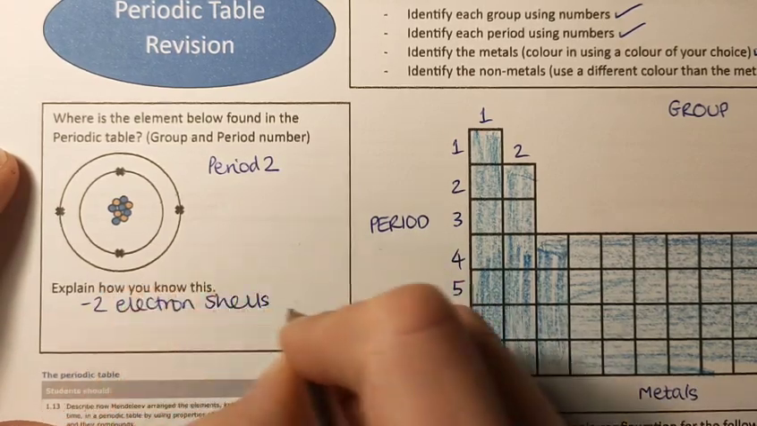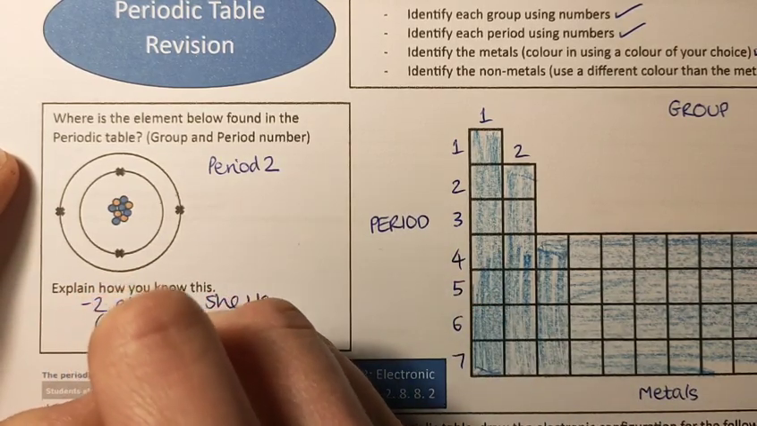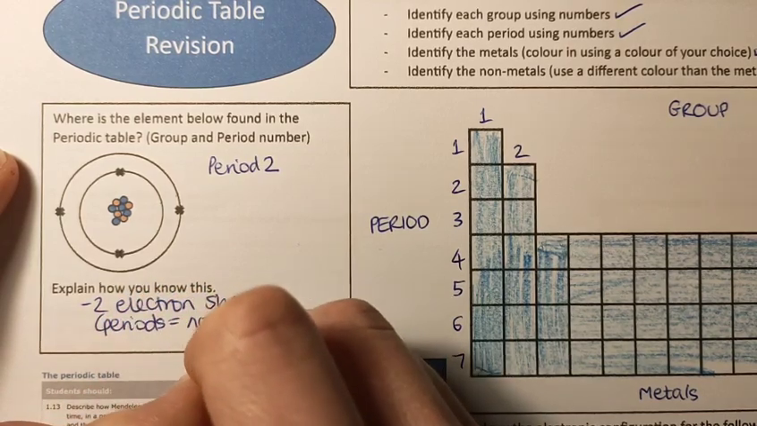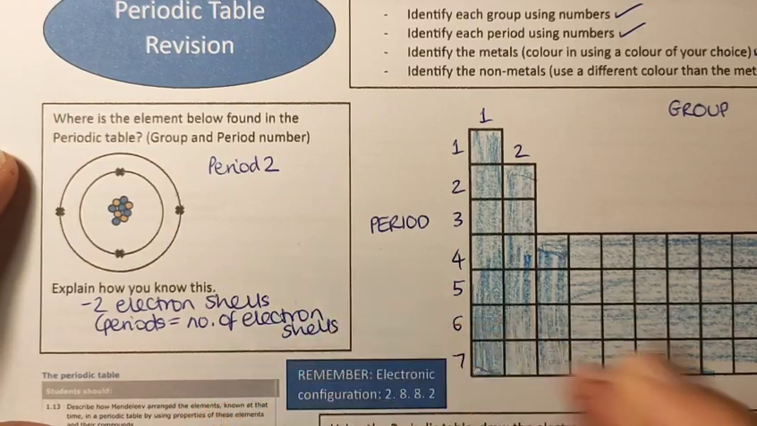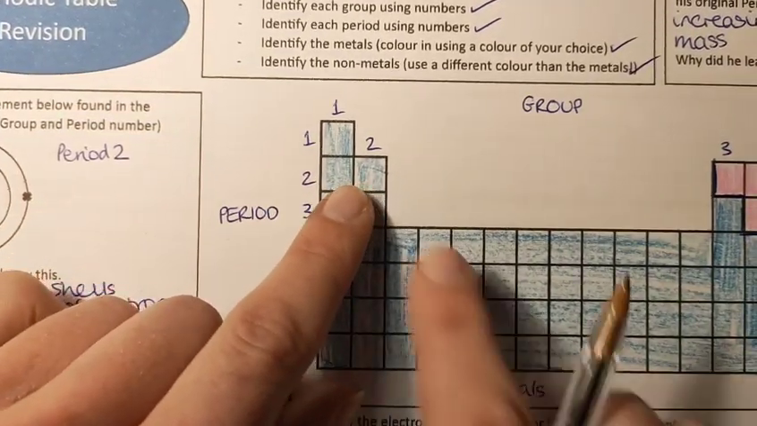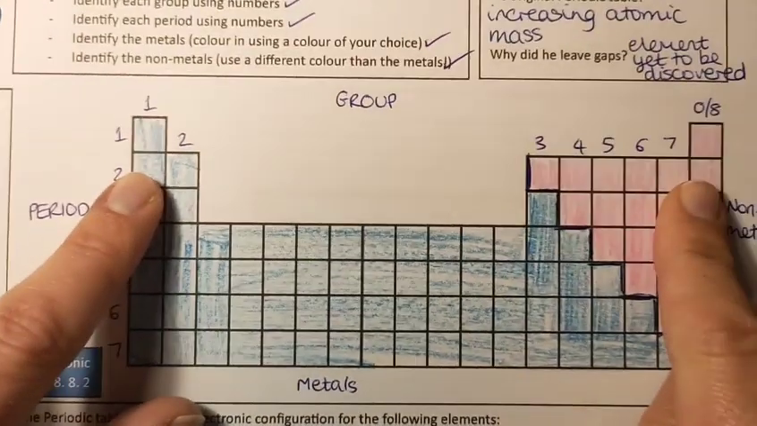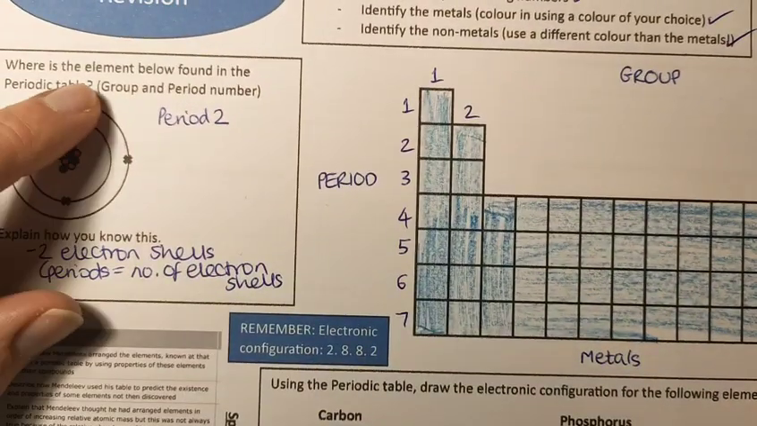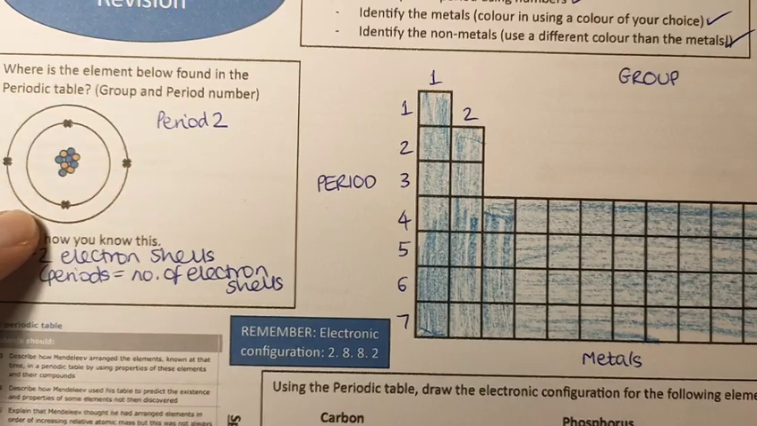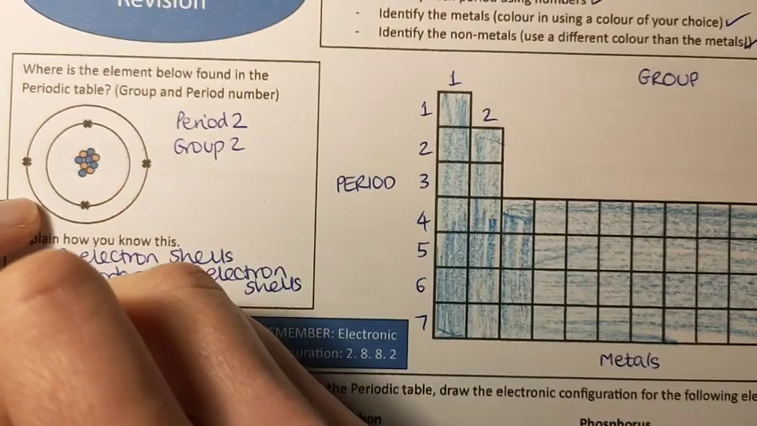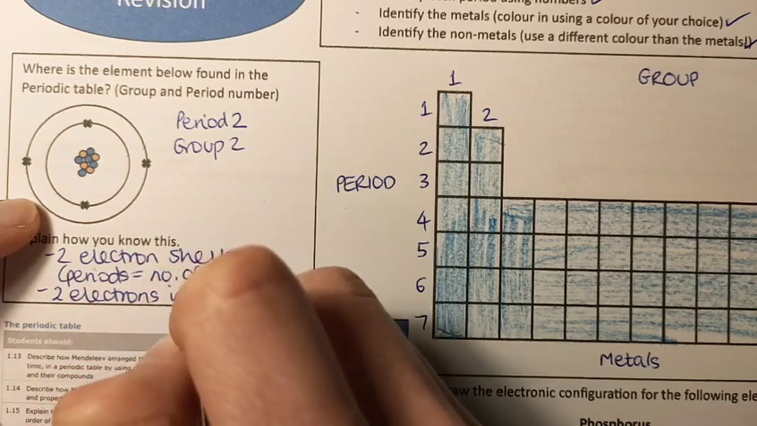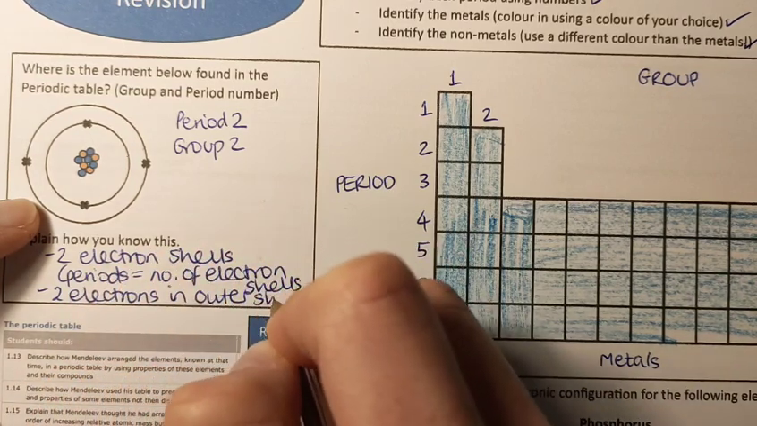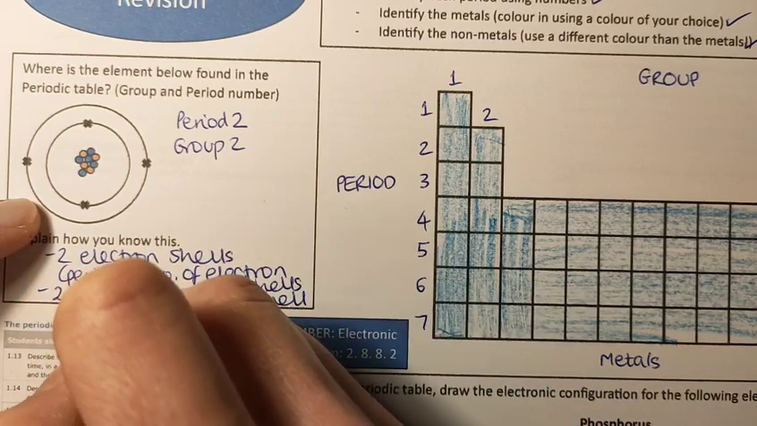The period equals the number of electron shells. So it's in period 2, so it's one of these along here, all the way along. And then we look at the number of electrons in the outer shell. There are 2, so it's in group 2. That's 2 electrons in the outer shell equals group 2.